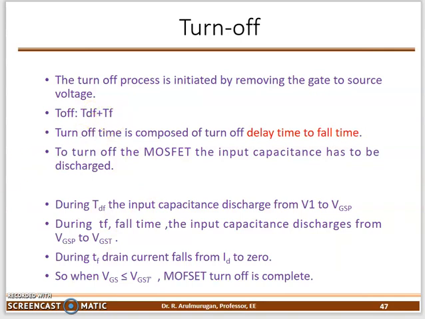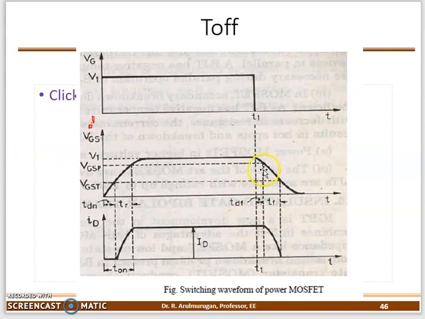So what is the DF? Delay fall, delay time to fall time. It is combined. Step number 1, turn off is equal to TDF plus TF: delay turn off, plus TF, the fall time. What about the delay fall?